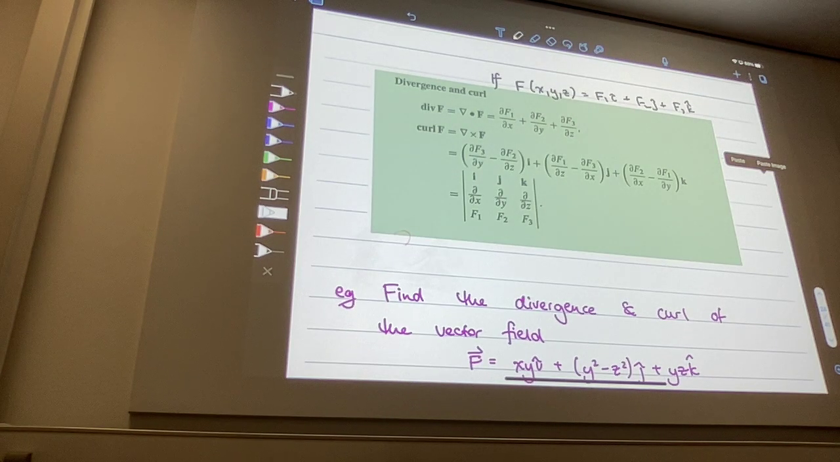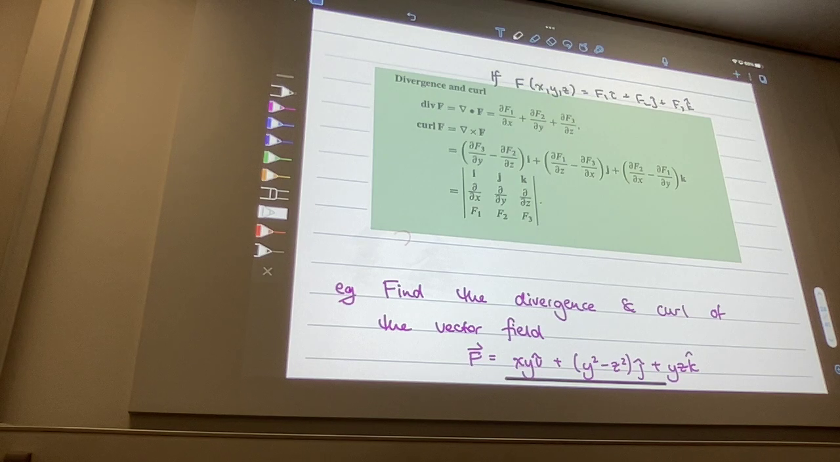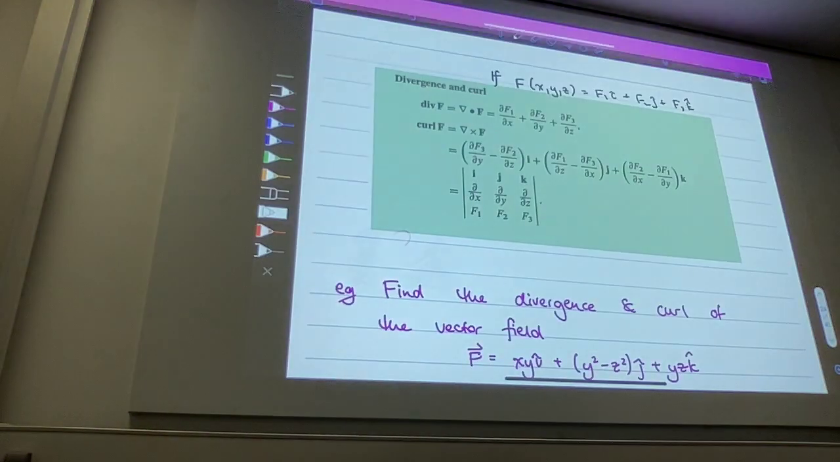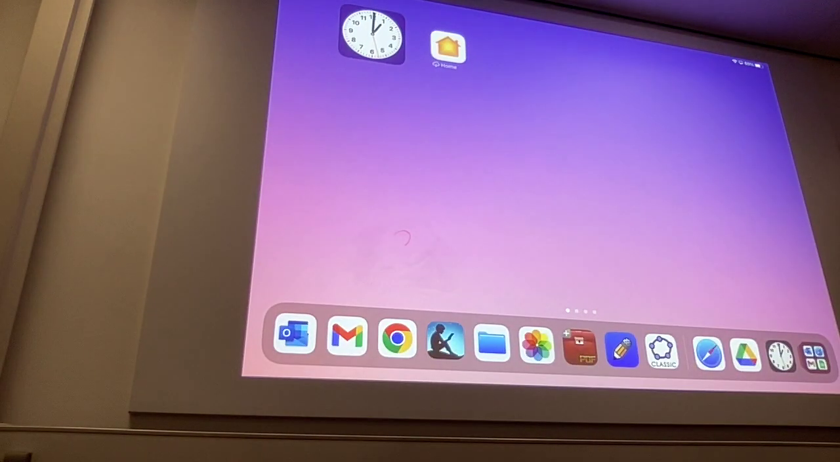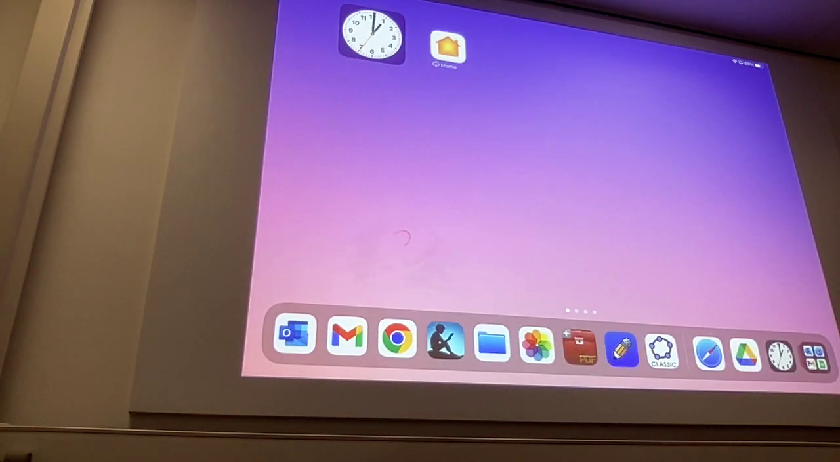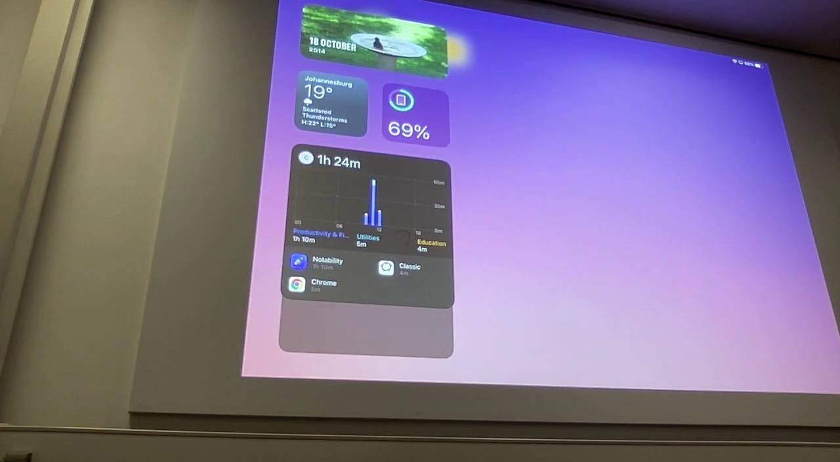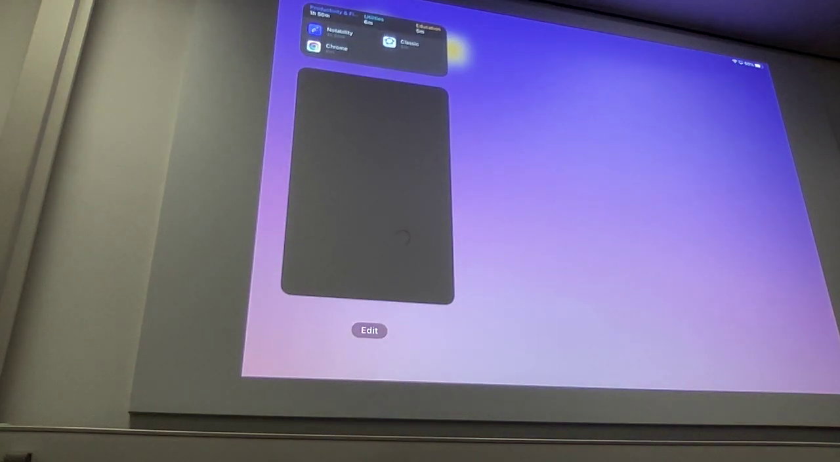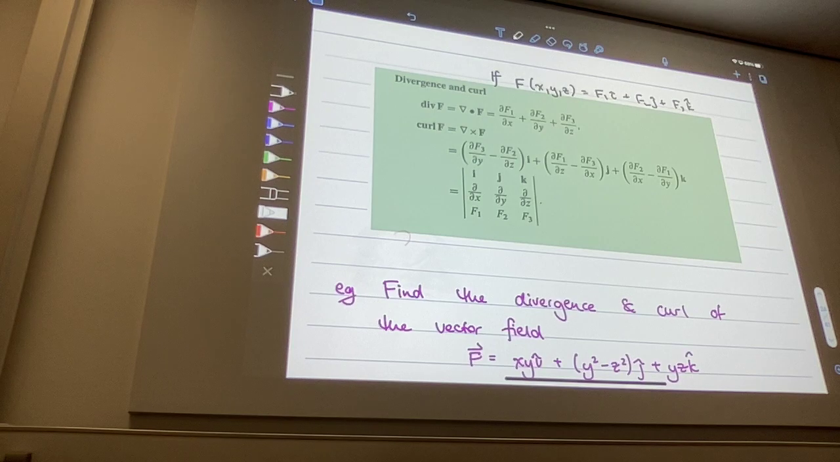Our vector field is looking, what is happening here? Not sure what's happened. Okay, let's just step out. Sometimes if you put it and leave the corner, is it again? Okay, yeah. Yes, it's an Apple Pencil. Well done. Oh, it doesn't have battery. Ah, we're out of battery. Okay, that's unfortunate. Okay, let me charge it for a little bit.